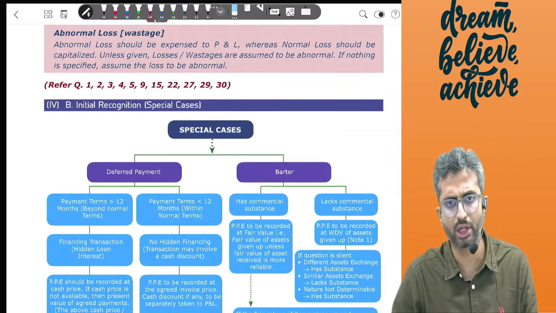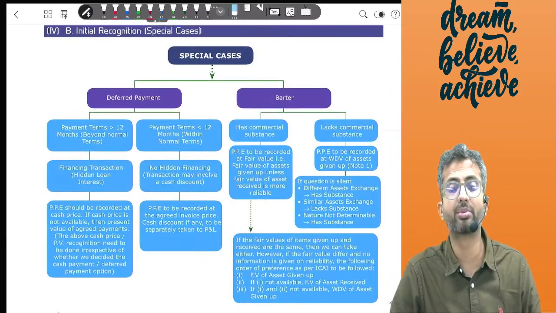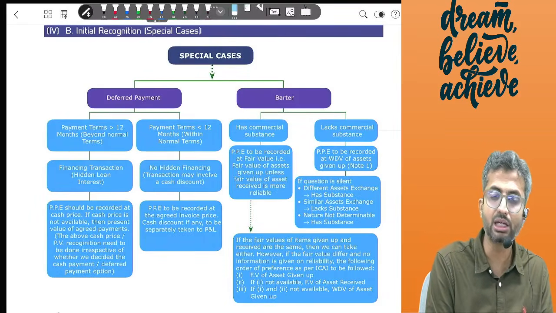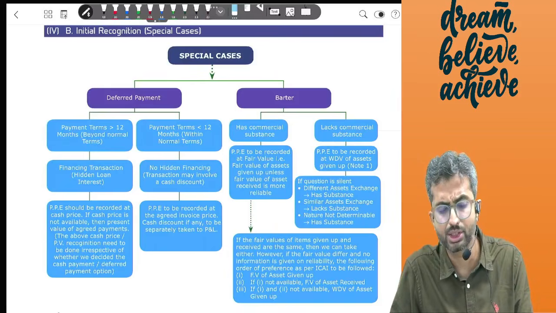You don't pay interest if you don't take the loan. Next special case involves barter. Barter has two subparts: barter lacking commercial substance and having commercial substance.